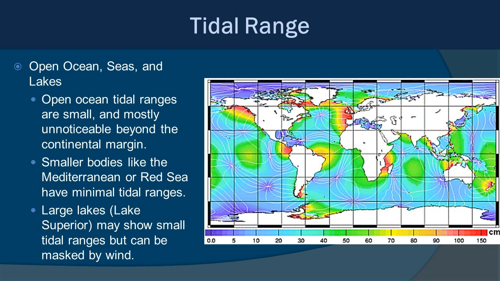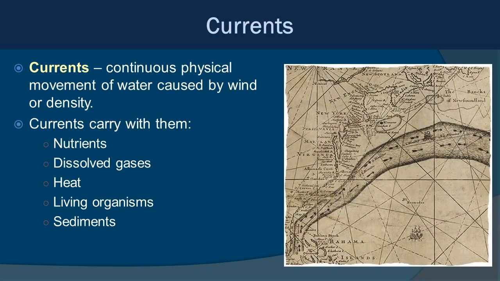Now, if you look at smaller bodies like the Mediterranean and the Red Sea, they tend to have less tidal range as well, very minimal. And then, of course, when you also look at things like large lakes, like Lake Superior, they also show a relatively small tidal range. In these smaller enclosed bodies, oftentimes wind can be a much larger factor in terms of how high or low the water is.